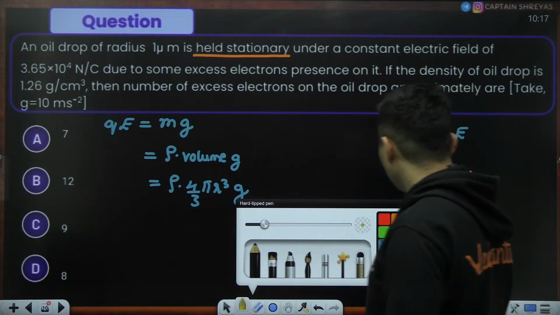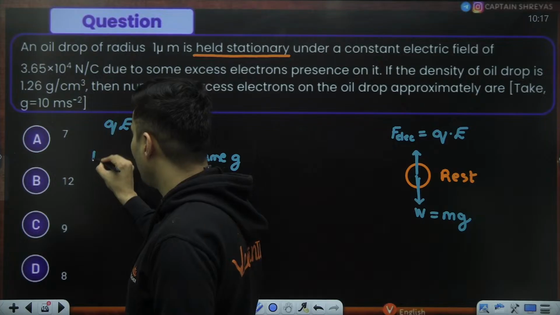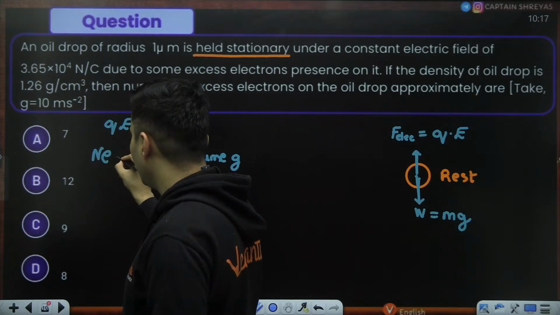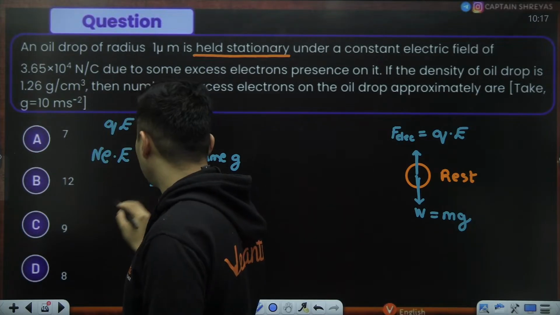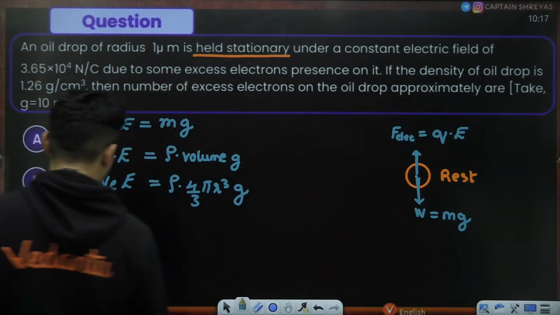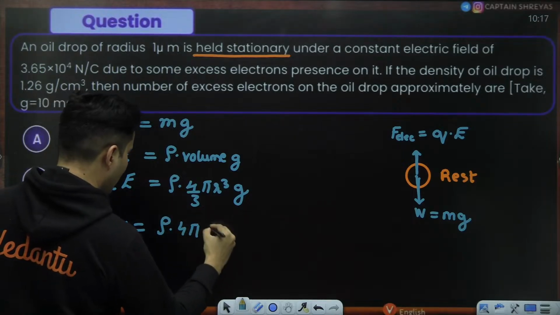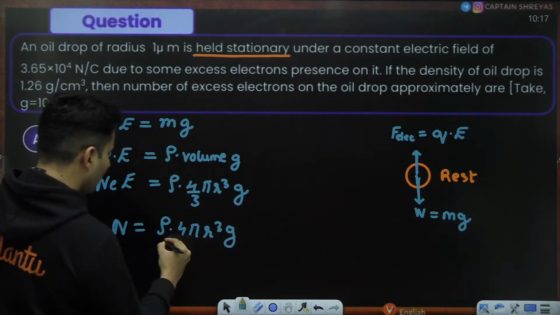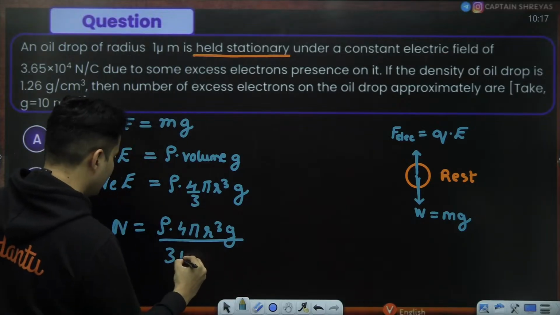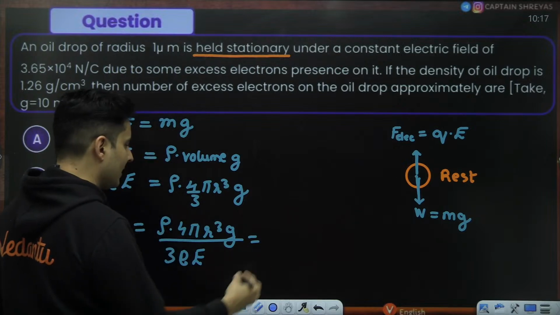Okay. So on the left hand side, charge is the total charge. So it will be number of charges multiplied by the electron charge and into the electric field. So it will be N e E. So therefore, N will be equal to density multiplied by 4 pi r cube g, the whole thing divided by 3 times of e into E. Now substitute everything and you will get the answer.